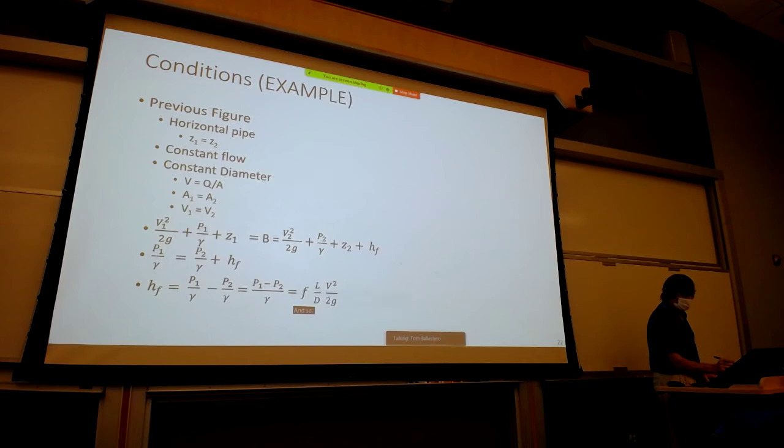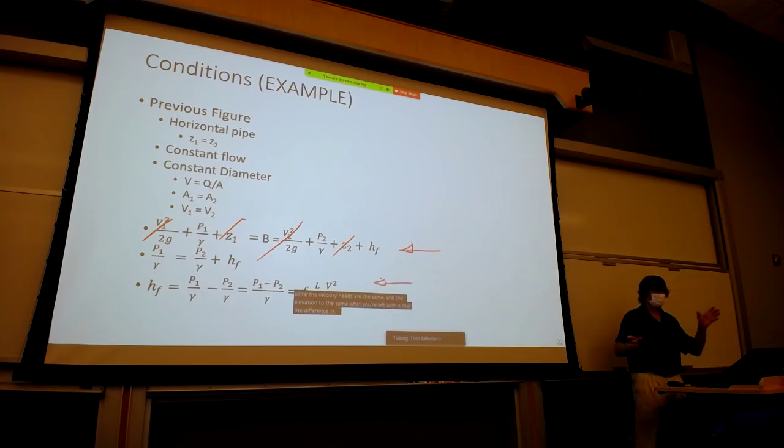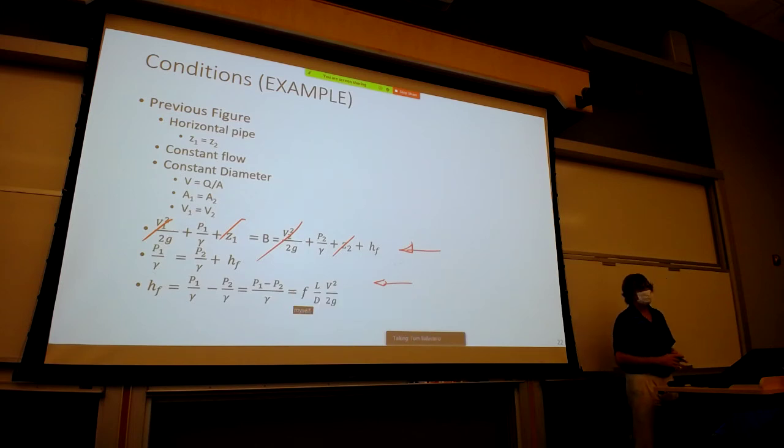And so when you take your energy equation, since the velocity heads are the same and the elevations are the same, what you're left with is that the difference in pressure between the upstream point and the downstream point is the friction loss or the energy loss. And that energy loss is the Darcy-Weisbach equation.